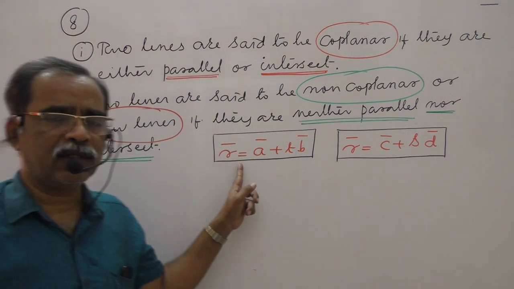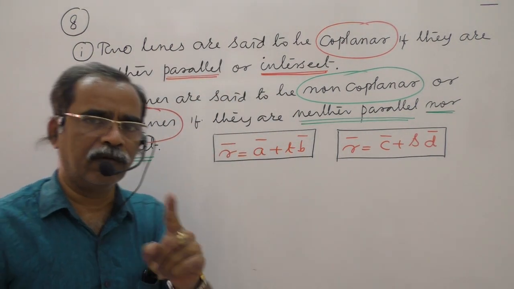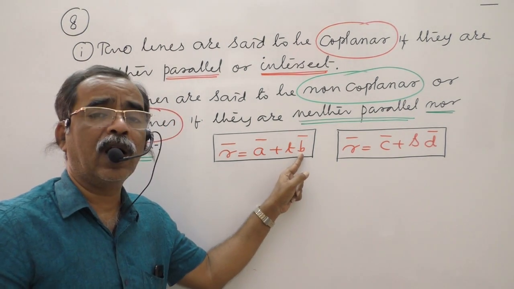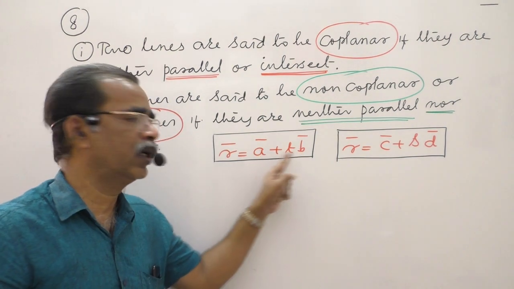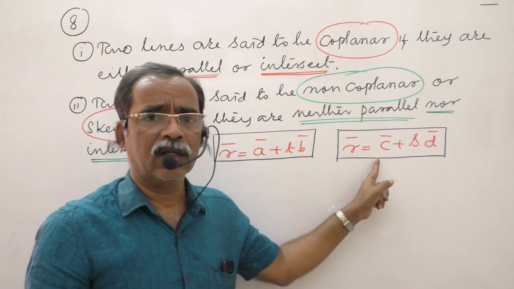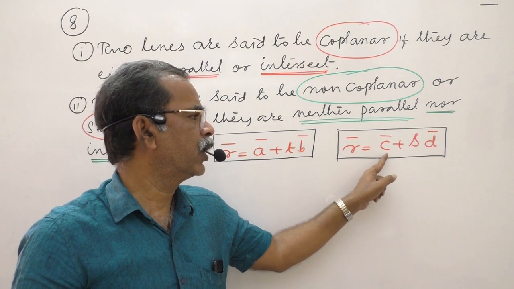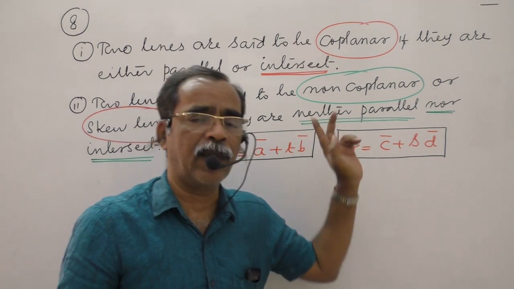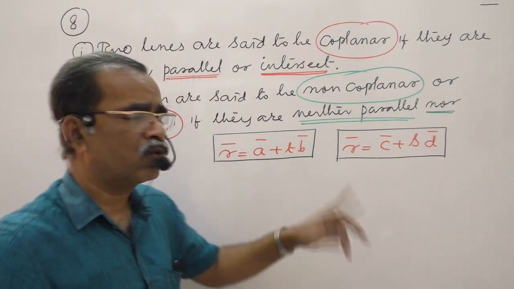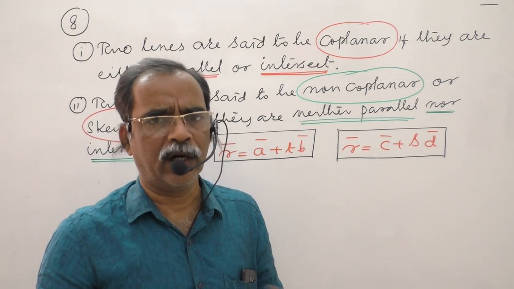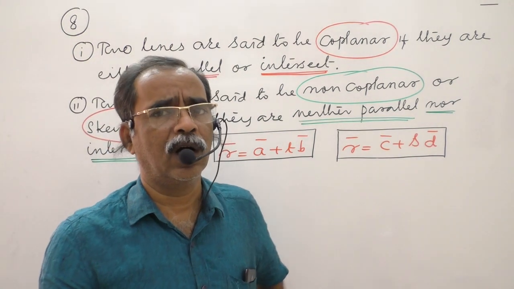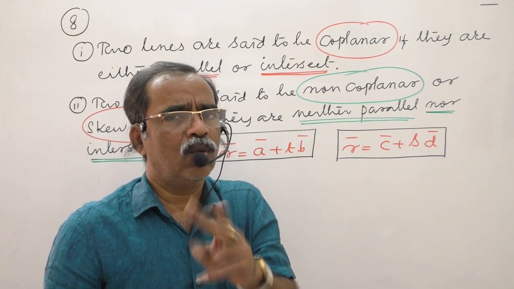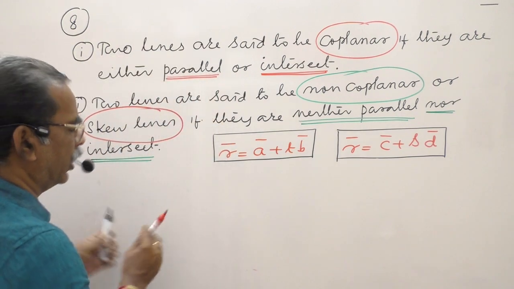What the first equation says is that it is the equation of a line passing through the point a bar and parallel to the vector b bar. This is a point, this is a vector. And the second line is representing a line passing through the point c bar, this is the point and this is the parallel vector. If these two lines are neither parallel nor intersect, then they are non-coplanar and they are said to be skew lines. For two skew lines, we will find the shortest distance.